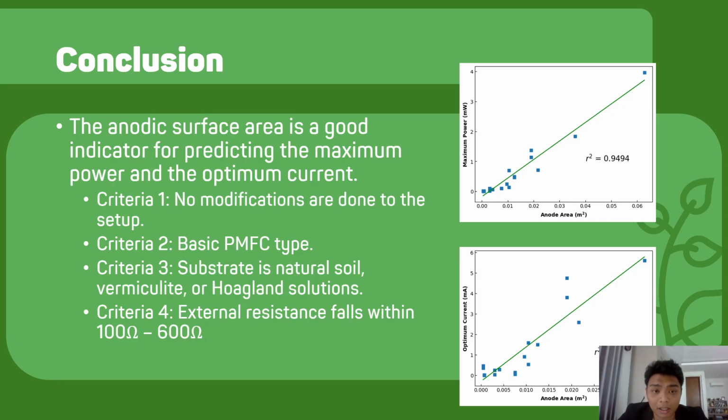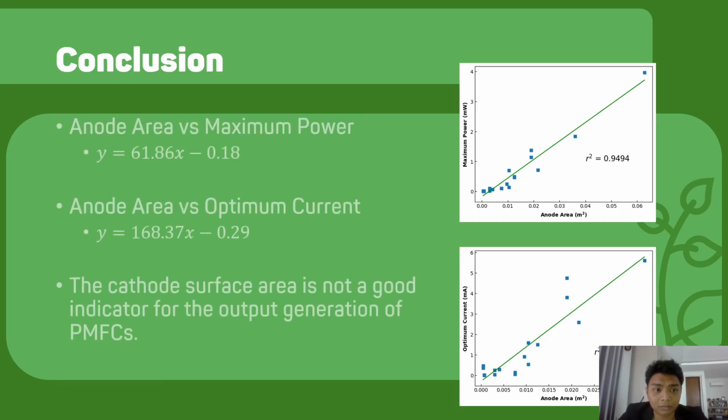So to summarize, the anodic surface area is a good indicator for predicting the maximum power and the optimum current, as long as the setup satisfies these four criteria. Criteria 1, no modifications are done to the setup. Criteria 2, basic PMC types only. Criteria 3, substrate is natural soil, vermiculite, or whole gland solutions. Criteria 4, external resistance falls within 100 ohm to 600 ohm. So as long as the four criteria are followed, these two line equations can be used to estimate the maximum power and optimum current. And lastly, the cathode surface area is not a good indicator.